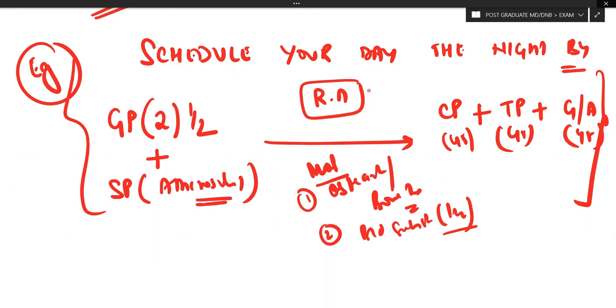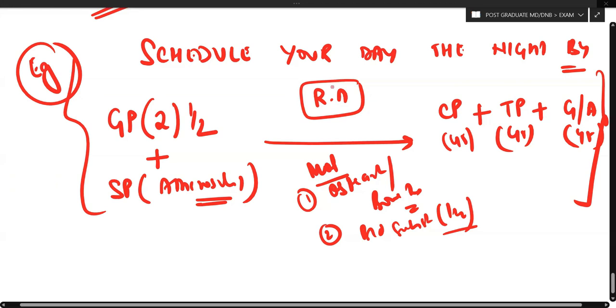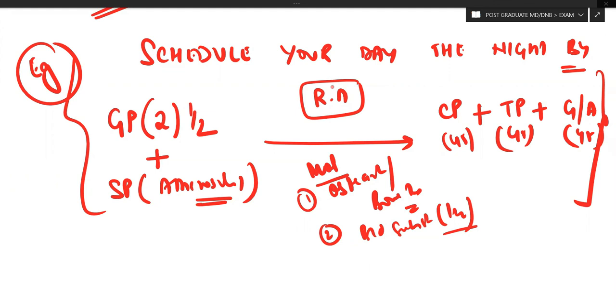Even if you sleep at 11 and wake up at 6 o'clock, from 6 to 8, 8 and a half, you have a lot of time to read. 2 to 2.5 hours you have to take out in the morning. Someone asked me over here when to study histo and cyto. See, I'm just giving you an example. You can divide your time according to your wish. You can add histo in the morning also.